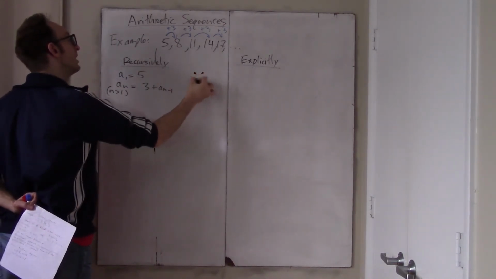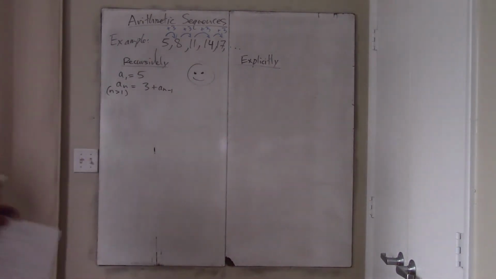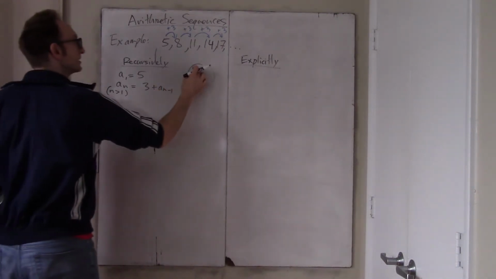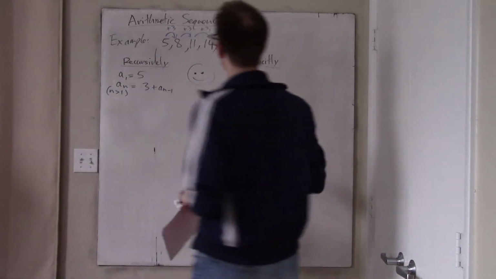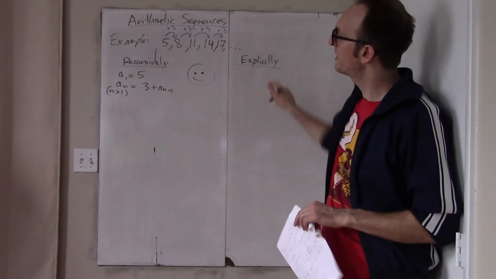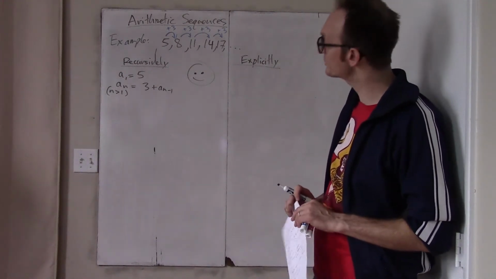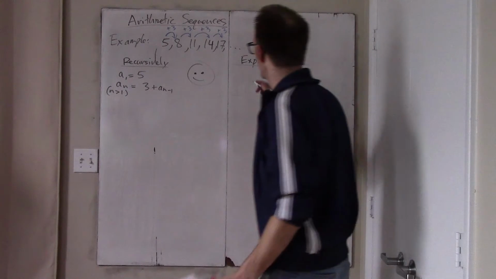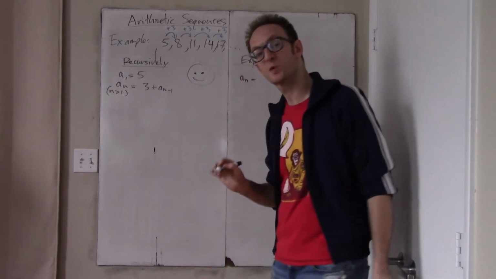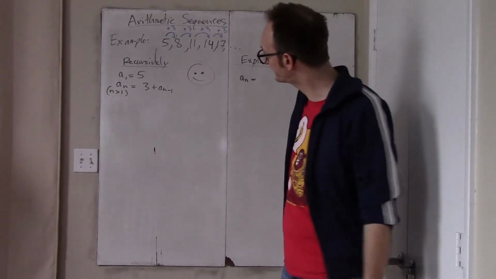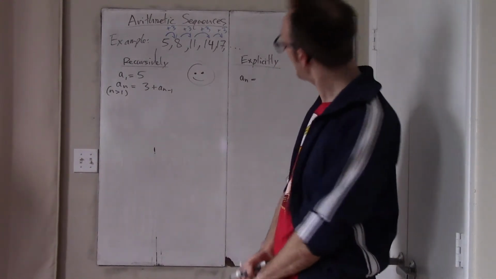Okay, this is called a recursive definition of the sequence, and this is perfectly legitimate. But it is also possible to give an explicit definition of this sequence. What does that mean? It means that I can just give a formula for the nth term of the sequence in terms of n. And how should we think about this?